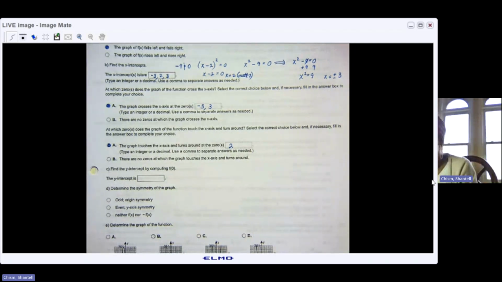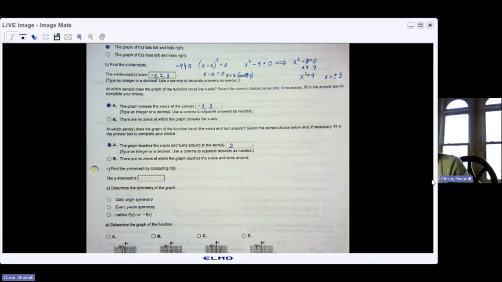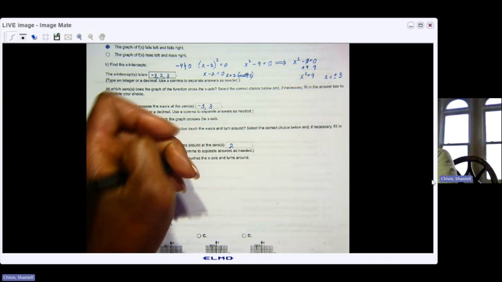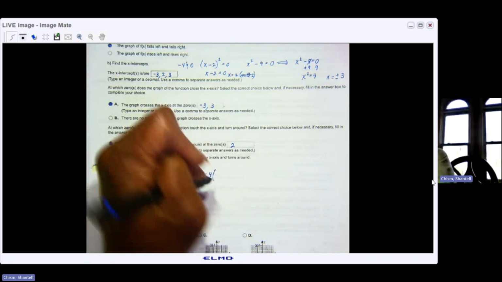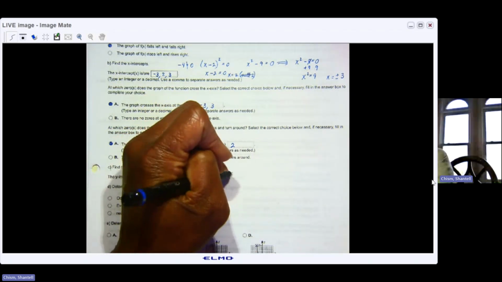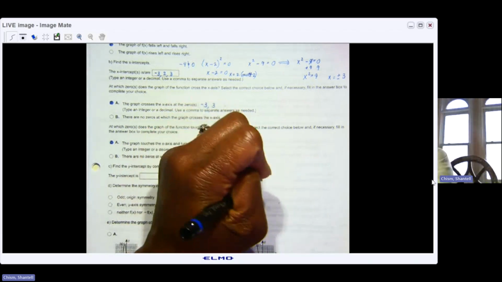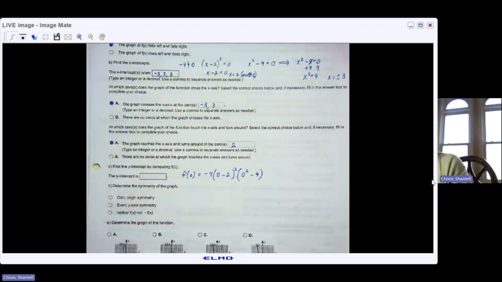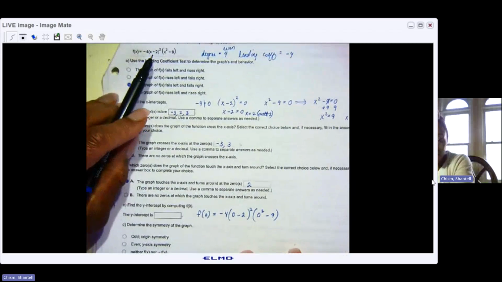Then on part C, it says find the y-intercept by computing f at 0. So f at 0 is simply where you take the function and you replace x with 0 wherever you see x in the function. So evaluating f at 0 would be -4 parentheses 0 minus 2 squared, another pair of parentheses 0 squared minus 9. So I left it in the original form. Okay, I'm gonna scoot it down here just for a minute so you can see.